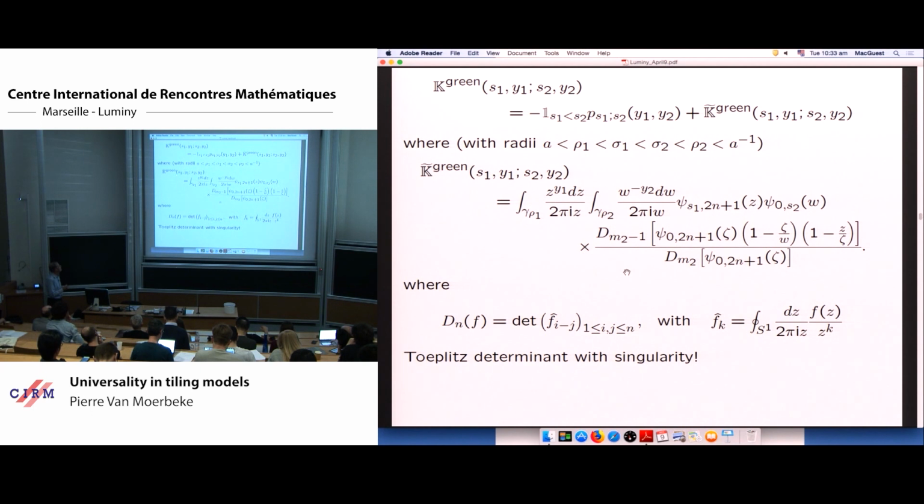Is given by, in the coordinates S1, Y1, which you saw in the previous slide, but the details don't matter. You find, in fact, the double integral of certain transition functions times the ratio of two tuplets determinants, for the symbols psi 0 to n plus 1, times some rational function. Okay, so that's my tuplets determinant here.